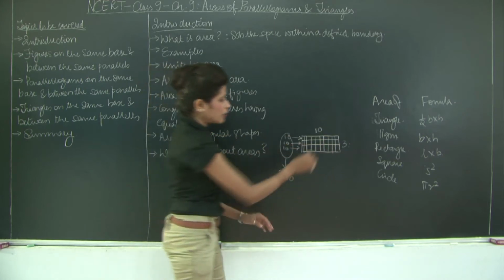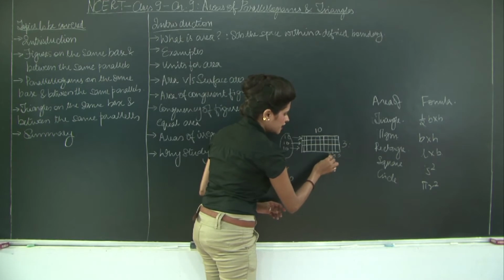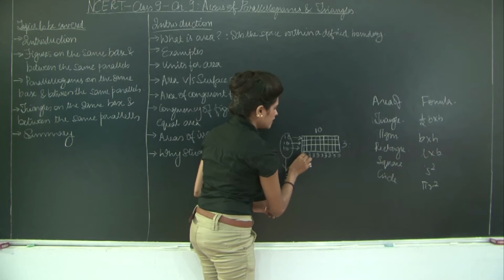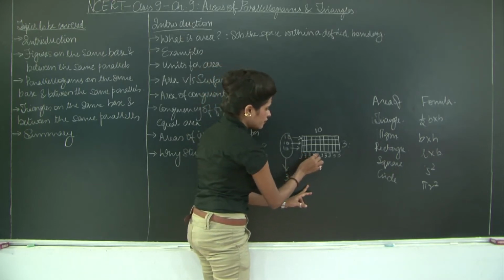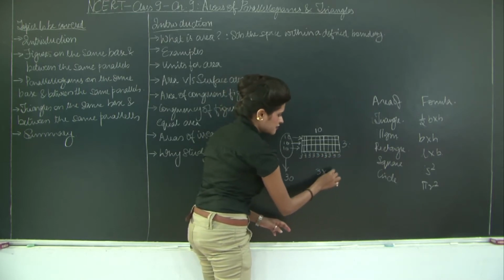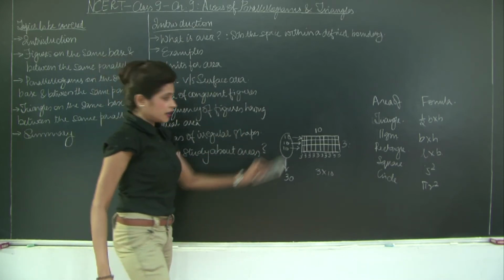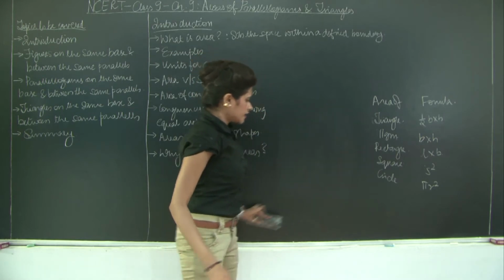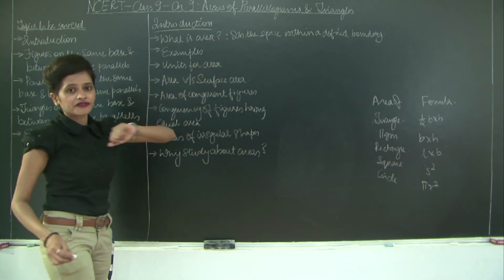Similarly, if you would have counted it this way, it would have been 3 into 3, 3, 3, 3, 3, 3, 3, 3, 3 and 3. So 3, 10 times: 1, 2, 3, 4, 5, 6, 7, 8, 9 and 10. So 3 into 10 is 30, right. So this is the simplest way area is calculated, and I have shown you that for a rectangle. Now what is the unit for area?